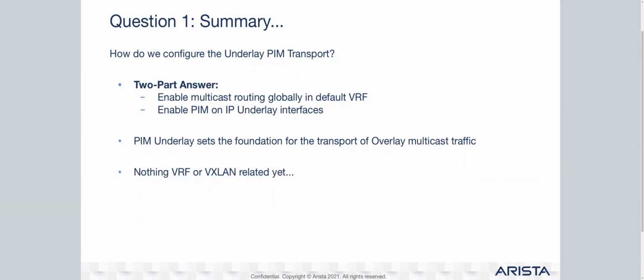All right, we're doing pretty good so far. That took maybe a minute. So how do we configure the underlay PIM transport? Well, we enable PIM on the interfaces, and we enable multicast routing globally in the default VRF.